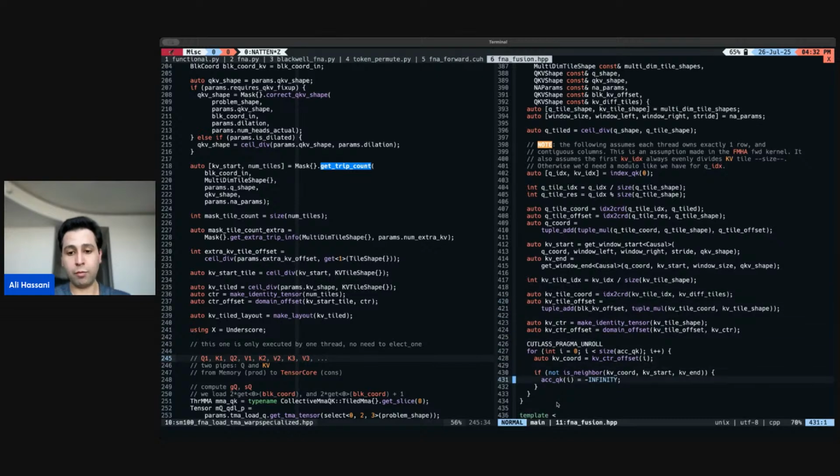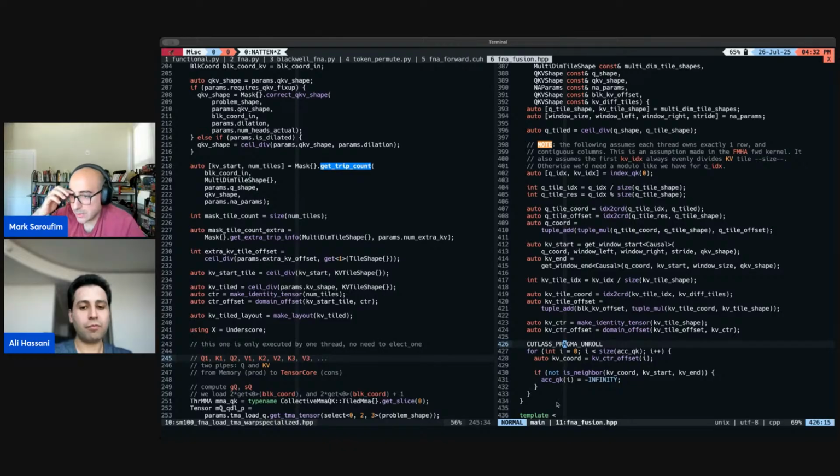And then finally, we just have this function that just checks the bounds. So if it's within the KV start and KV end bounds, it doesn't mask it. Otherwise, it ends up masking it to negative infinity. And that's basically how it works. So unless there's any other questions, I'll stop going over the code now and just do a quick demo via the profiler.